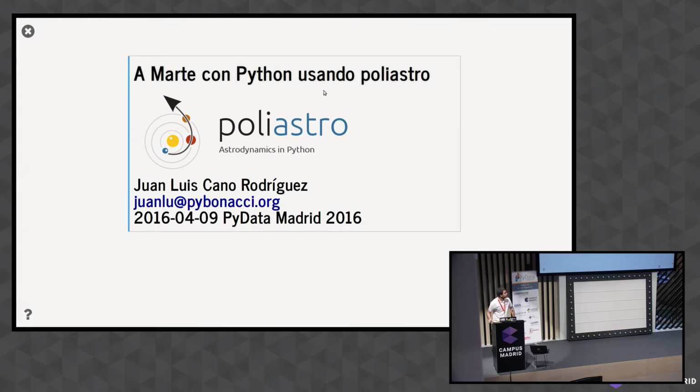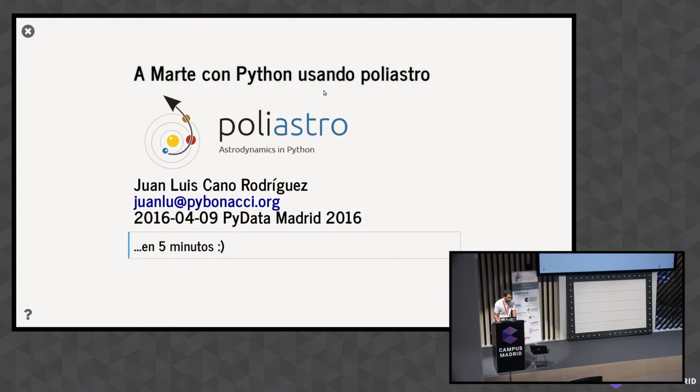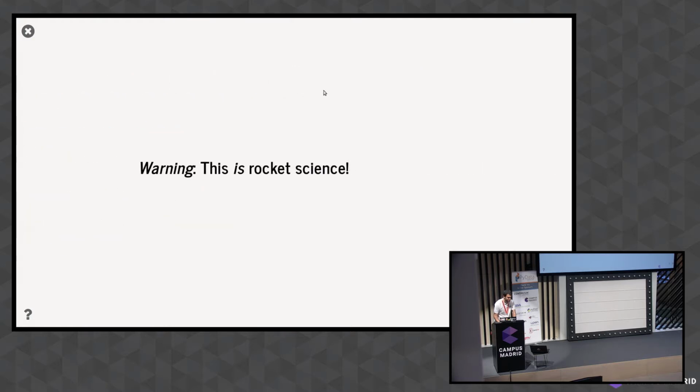Okay, so this is a talk called To Mars with Python using Poliastro. In 5 minutes. So we've been talking about, there were a couple of speakers saying like, this is not rocket science, this is not difficult. Well, this is rocket science, okay?